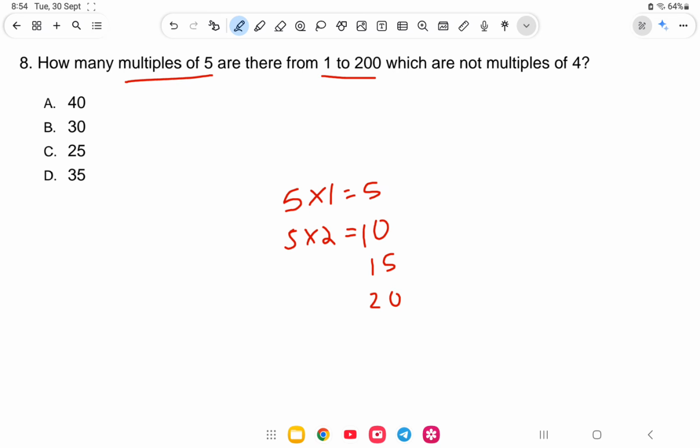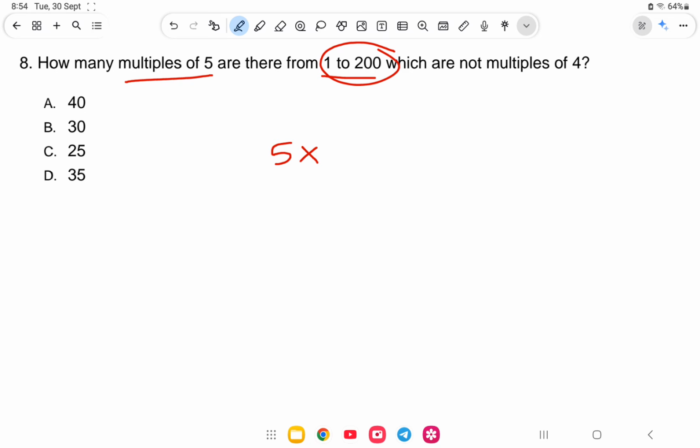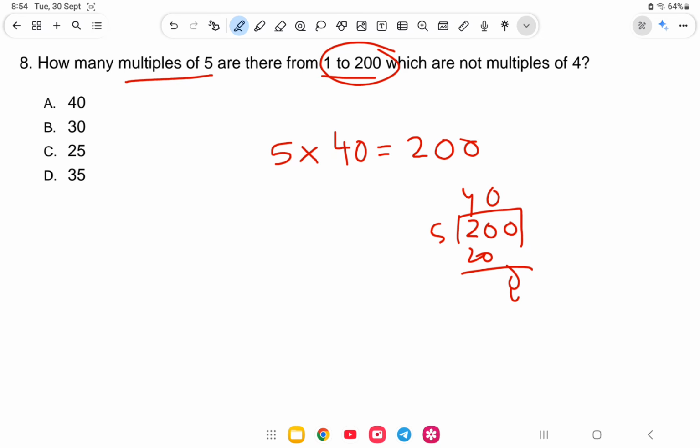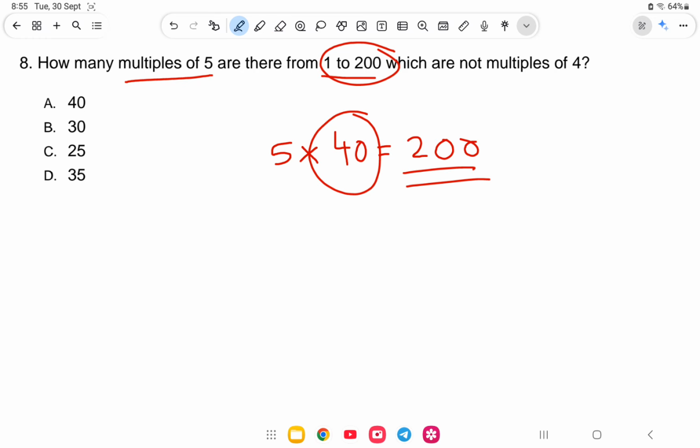So we multiply 5 by numbers, and the range is 1 to 200. So we divide 200 by 5. That means 5 fours are 20, so 5 forties are 200. 5 times 40 will come to 200. So there are 40 multiples of 5 up to 200.